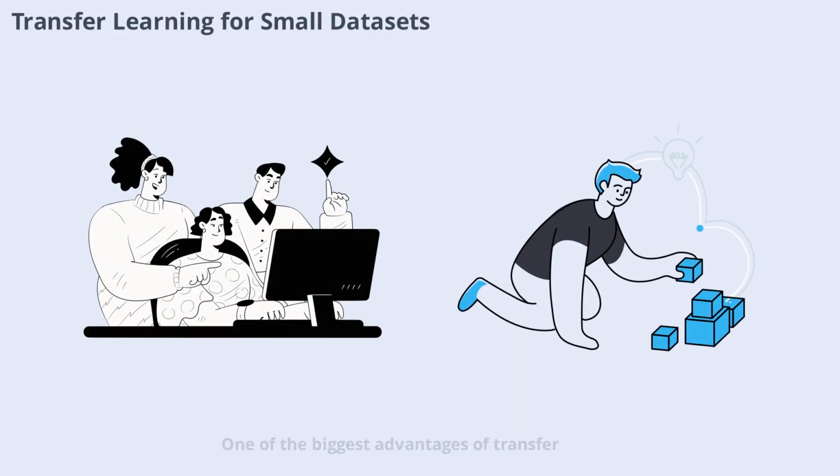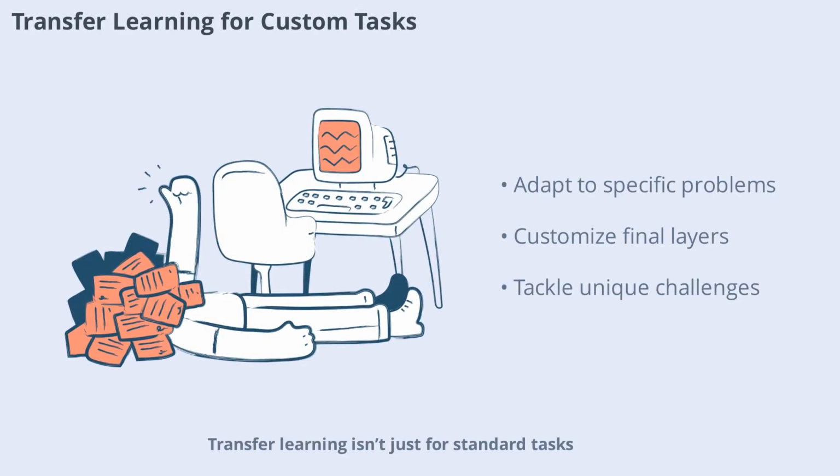One of the biggest advantages of transfer learning is its effectiveness with small datasets. By starting with a model that already knows a lot about the world, you can achieve good results even when labeled data is scarce. This opens up machine learning to new applications and industries that may not have access to large datasets.